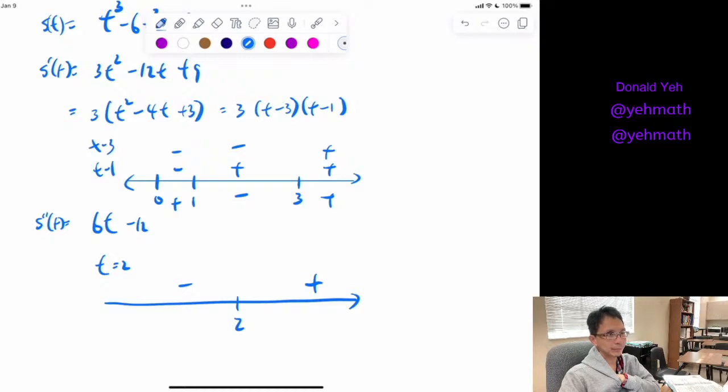That's too complicated. But I do like number 4 though. Number 4, a lot of people asked me about yesterday. This one you have to do the third derivative. Why?